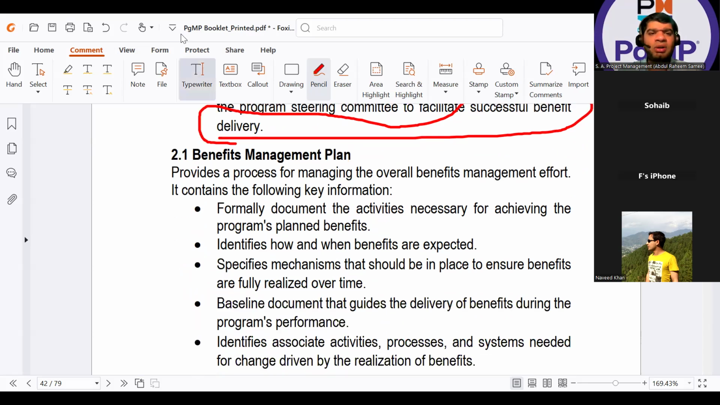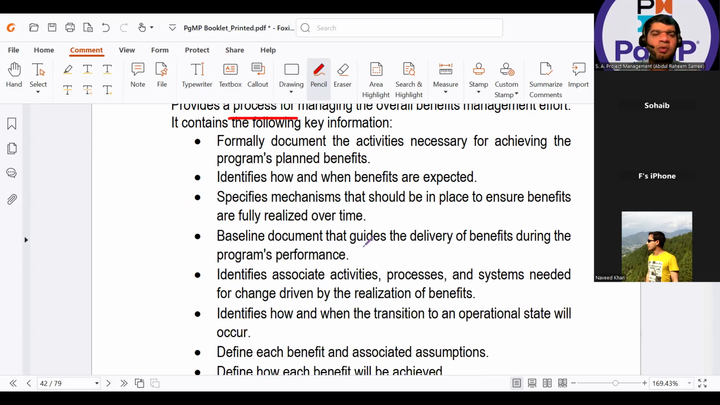Now we look at the direct contents of the benefits management plan. It provides a process. Keyword is process. Now the tone, when I'm talking about the plan, will change to how you are doing something. It provides a process for managing the overall benefits management effort. It contains the following key information. Formally document the activities necessary for achieving the program's planned benefits. Means more activities are coming in the plan. They will tell you that these are the activities you have to do. Tick, tick, tick, tick. Identifies how and when benefits are expected.